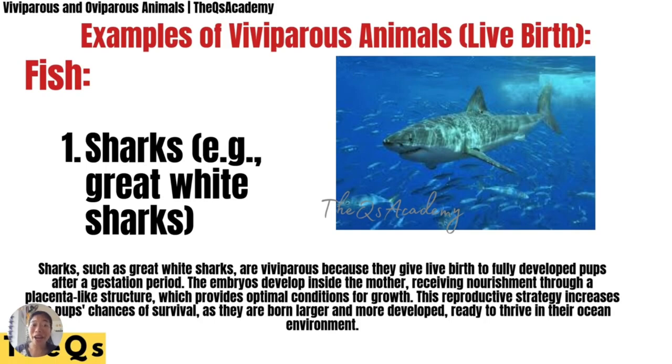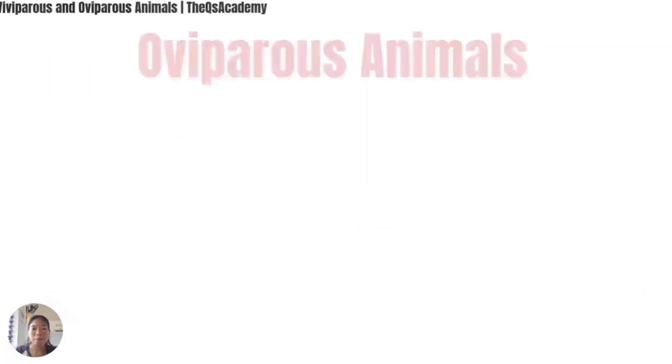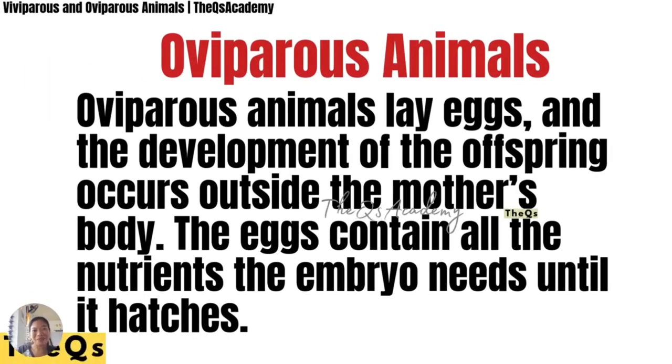So we have also shark. The great white shark is viviparous because they give live birth to fully developed pups after a gestation period. So their young are called pups. Remember that one. And now, let's talk about oviparous animals.